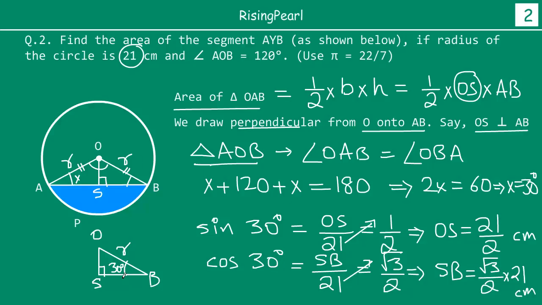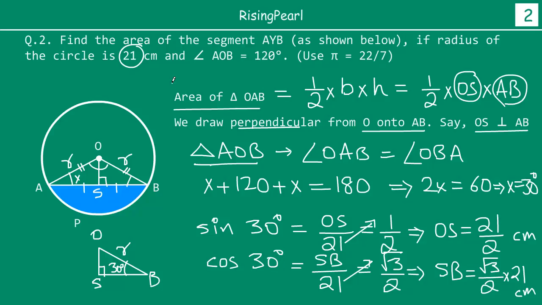Now we can also prove these two triangles are congruent, because this is 90 degrees, this is 90 degrees, these two are equal sides and this is a common side. So these two triangles are congruent by the RHS rule. So this side must be equal to this side. So we have to find AB, the length AB. So AB is nothing but 2 times any one of the lengths. So we have just found SB.